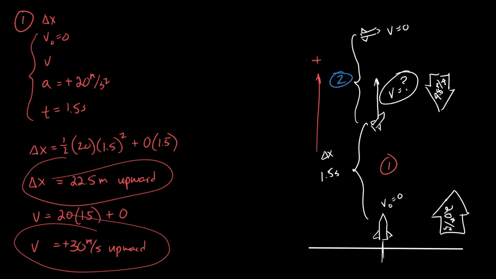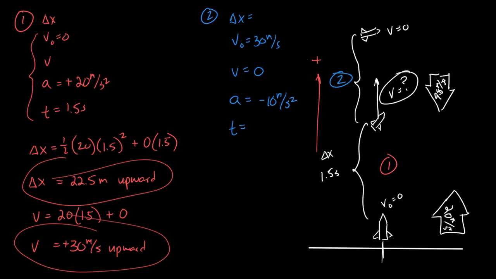This represents time interval 2. So in time interval 2, delta x is unknown. Initial velocity is 30 meters per second upwards. Final velocity is 0, and acceleration is negative 10 meters per second squared. We can use negative 10 instead of negative 9.8 when we're working any acceleration of gravity problem, and it's a lot easier to use 10 than 9.8. And time, we don't know time, but we're going to need both of those because we need total time of flight and we need to know how high the rocket goes.